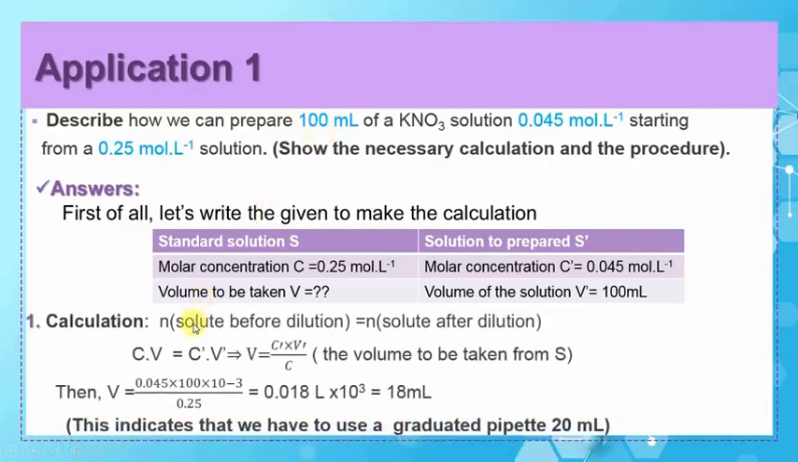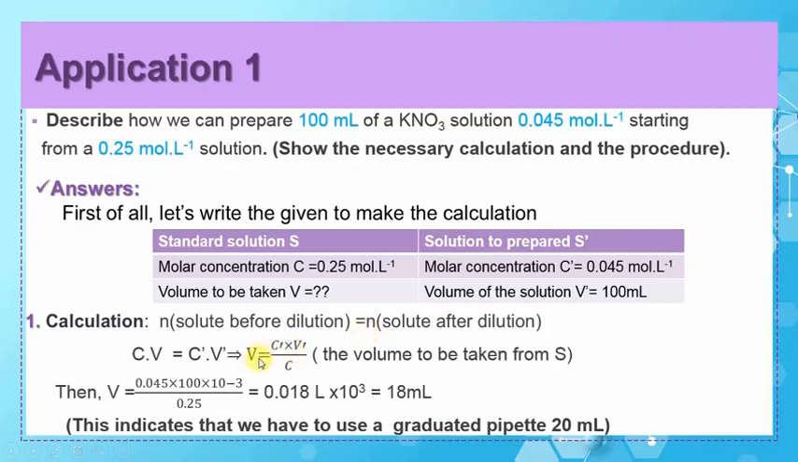For the calculation, we have to start with the conservation of the number of moles of the solute during dilution. Number of moles of solute before dilution is equal to the number of moles of solute after dilution. Using the relation of the molar concentration, write instead of n, C times V for the solution before dilution, and C prime times V prime instead of the number of moles of solute after dilution.